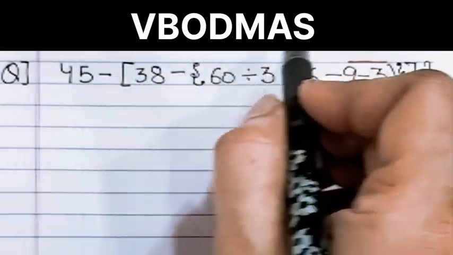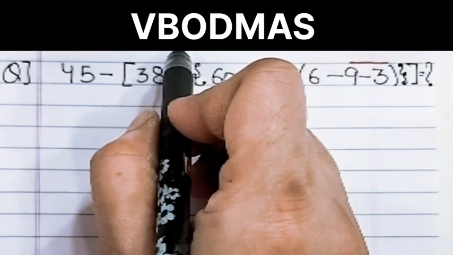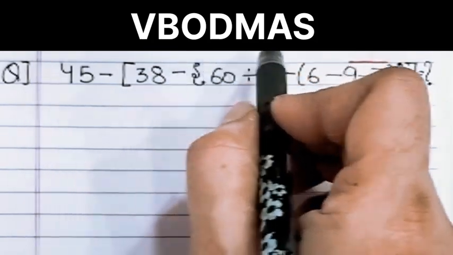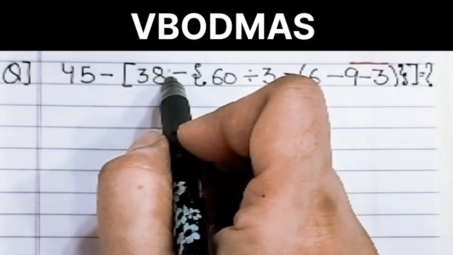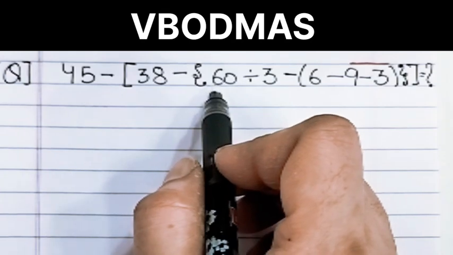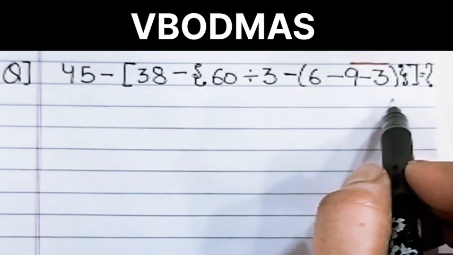So friends, now we are going to solve vinculum. VBODMAS. V stands for vinculum. VBODMAS is an extension of the traditional BODMAS rule. It introduced the letter V at the beginning, which stands for vinculum or a bar bracket. This rule dictates the exact order in which you must solve a complex mathematical expression.